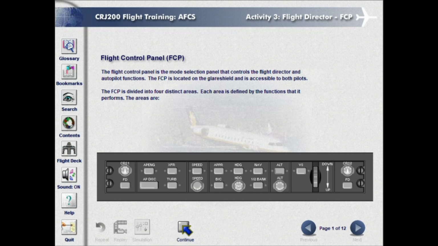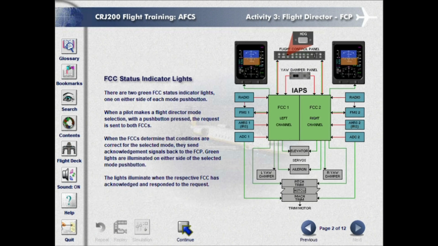The FCP is divided into 4 distinct areas. Each area is defined by the functions that it performs. The areas are Flight Director Course Selector, Autopilot, Vertical Modes, Lateral Modes, FCC Status Indicator Lights.